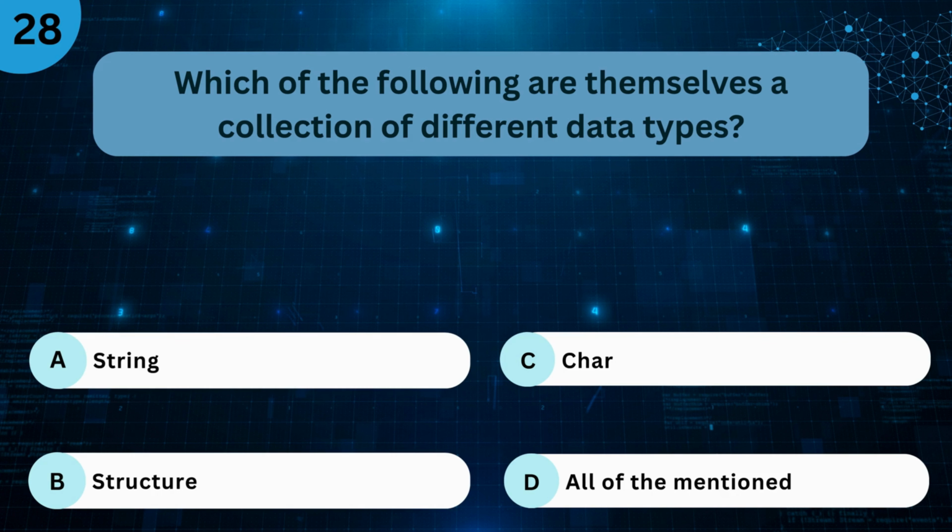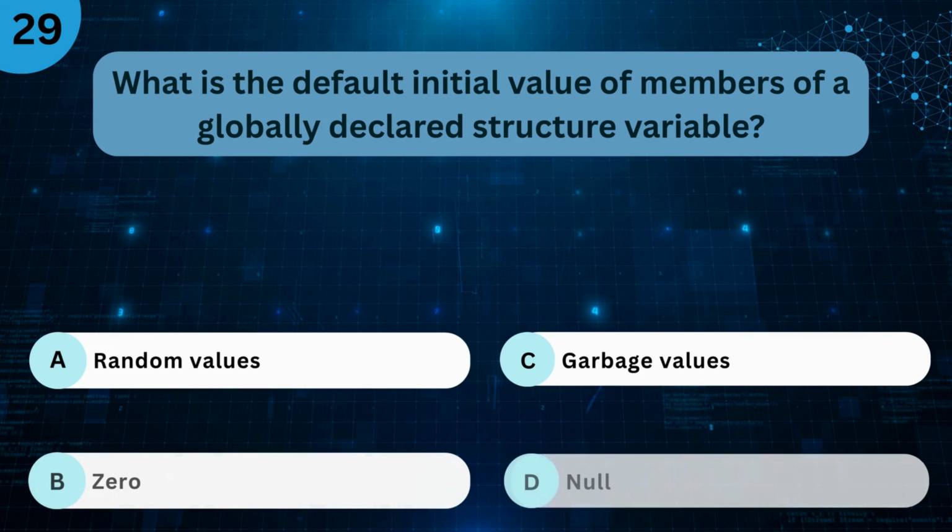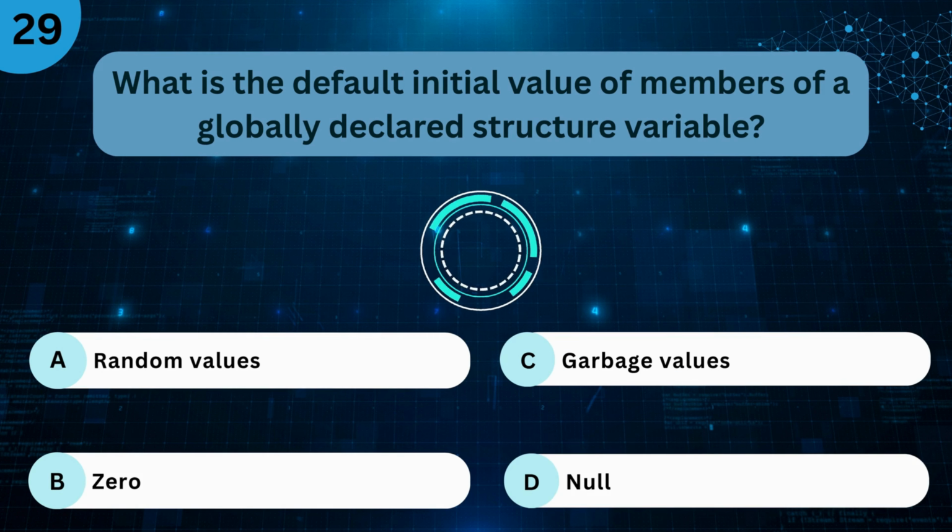Which of the following are themselves a collection of different data types? A. String. B. Structure. C. Character. D. All of the mentioned. The right answer is B. Structure. What is the default initial value of members of a globally declared structure variable? A. Random values. B. 0. C. Garbage values. D. Null. The right answer is B.